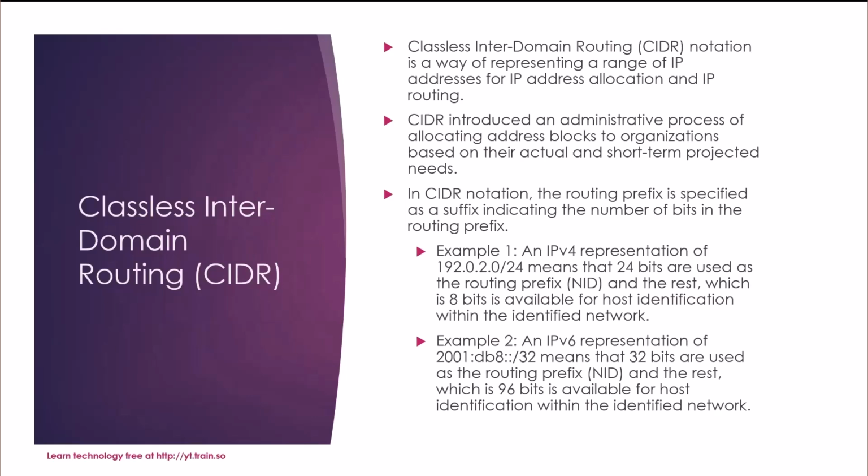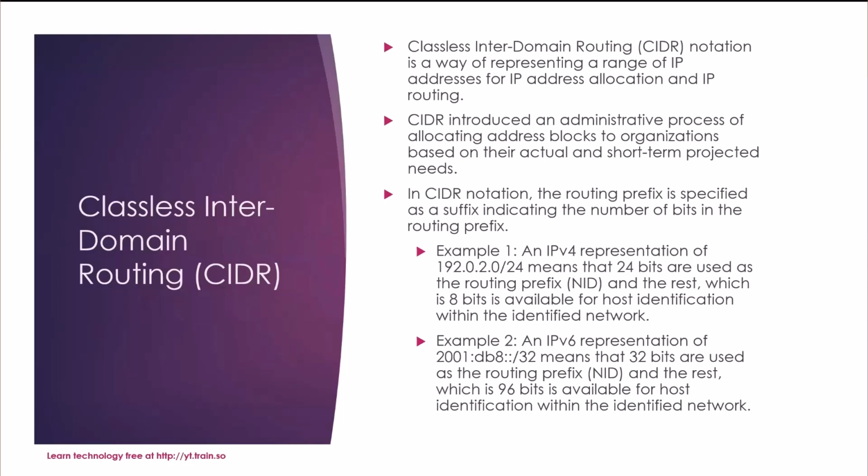in the routing prefix. For example, an IPv4 representation of 192.0.2.0/24 means 24 bits are used as the routing prefix or network identifier, and the rest, which is 8 bits. So total is 32, right? 32 minus 24 is 8. So the rest, 8 bits, are available for host identification within the identified network.